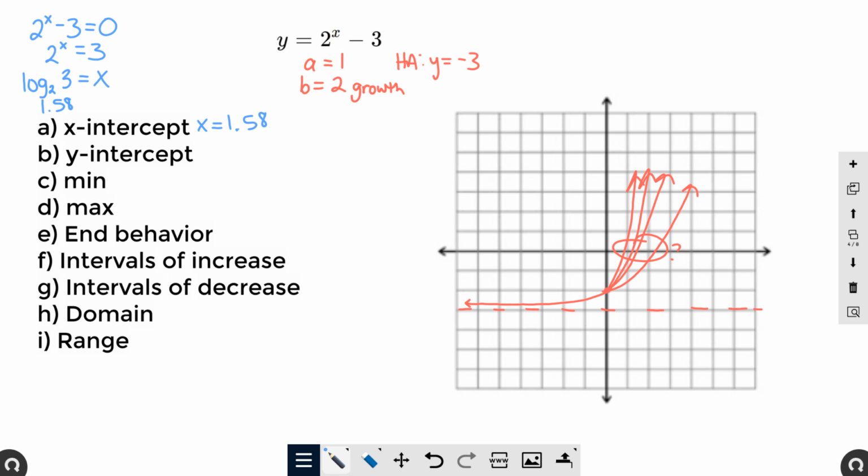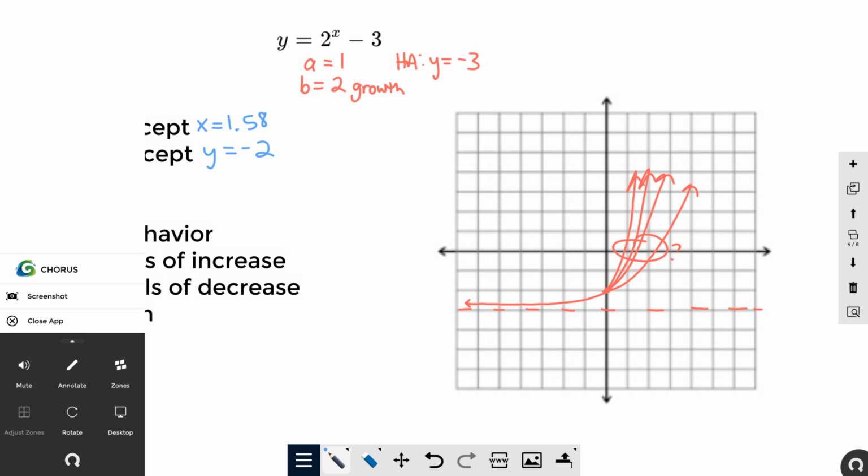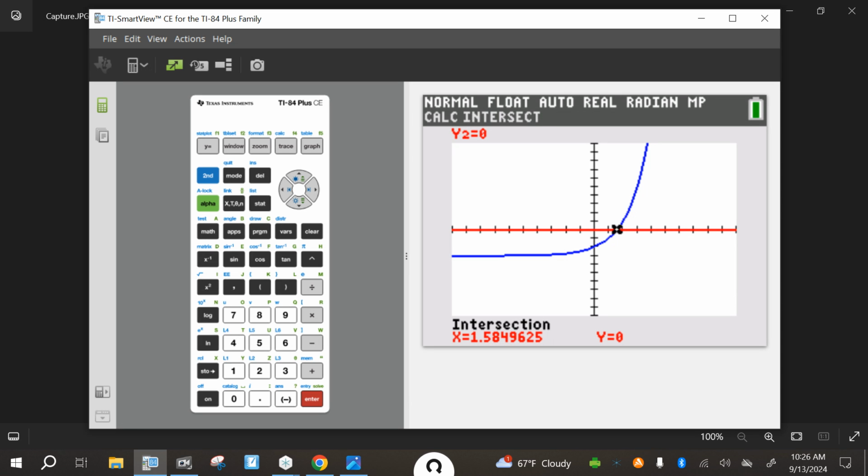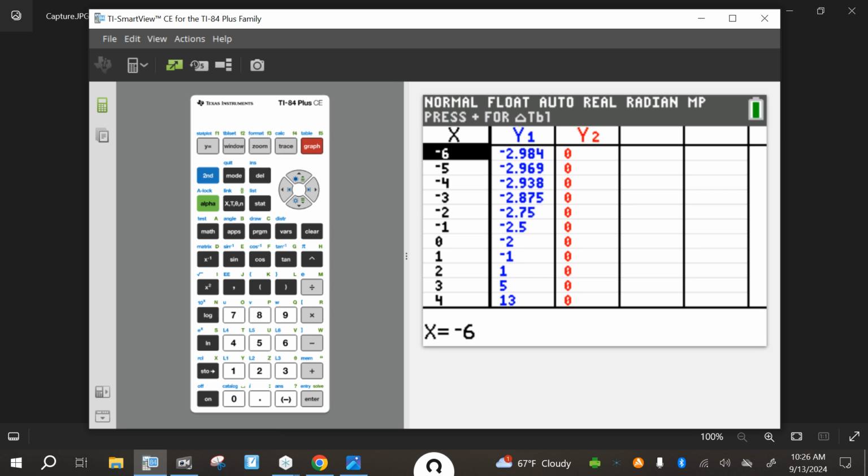Now, the next thing we find is the y-intercept. Well, if we make our graph, we can find the y-intercept real quickly. It is at y equals -2. You can also find it on your calculator pretty easily. If you go to your table, when x is 0, you get your y-intercept. So the y-intercept is -2.